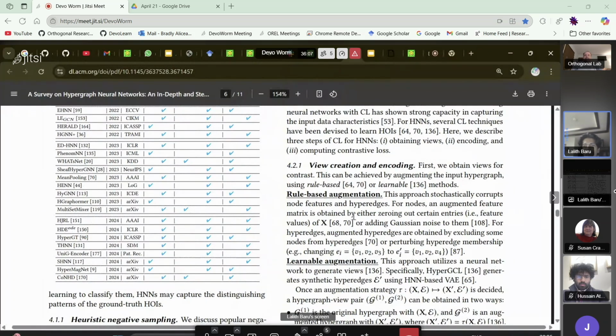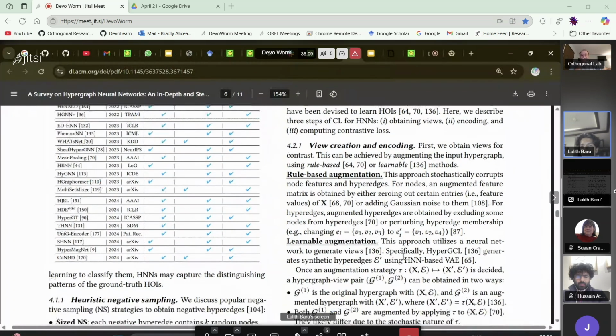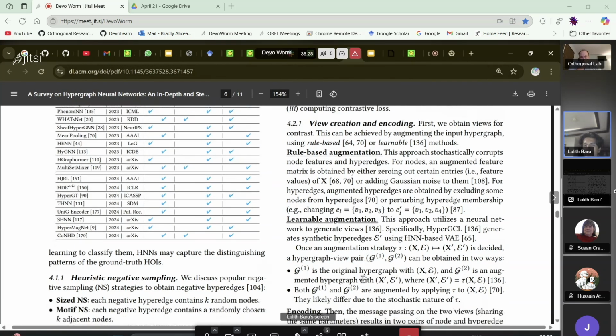So it does two different augmentations. This tau is the augmentation strategy. It transforms the given graph of hypernodes and hyperedges into a different space, and it encodes two hypergraphs. They call this a hypergraph view pair. So this is view 1 and view 2, and it gives them to the network and tells the network that these two are the same, and it learns in that fashion.